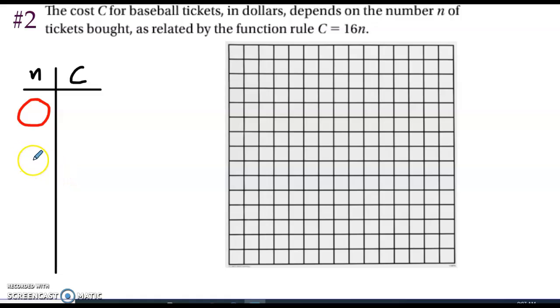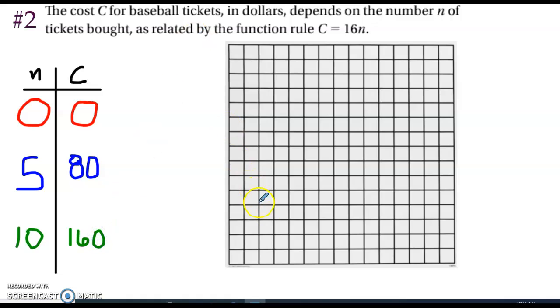So let's say I buy 0 tickets, then I buy 5 tickets, then I buy 10 tickets. So if I buy 0 tickets, well, 0 times 16, it costs me no money. If I buy 5 tickets, well, 16 times 5 means I'm going to spend $80. And if I buy 10 tickets, 16 times 10 would be $160.